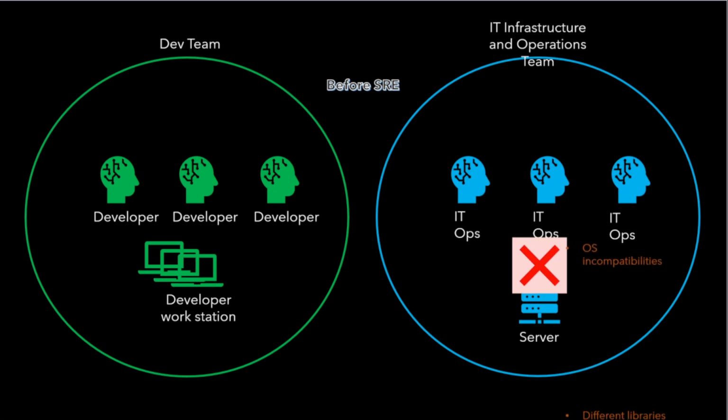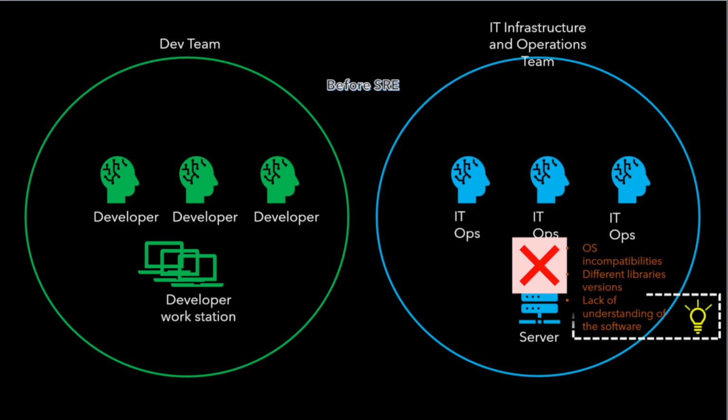Problems came from a variety of issues, including incompatibilities between the operating systems on the servers versus the developer workstations, different library versions installed in both environments, as well as lack of understanding of the software by the IT infrastructure and operations team, which did not develop those applications. And it is that last point that site reliability engineering, introduced by Google in 2003, aims to address.